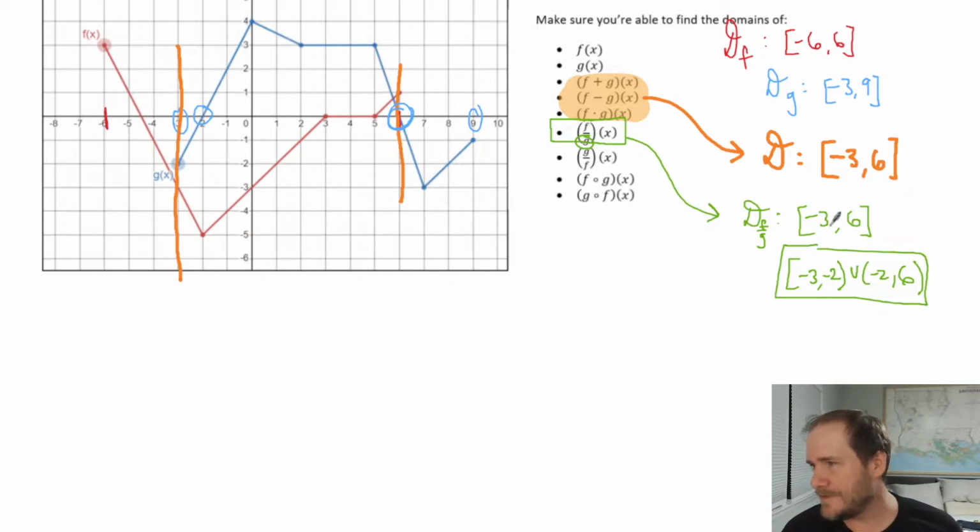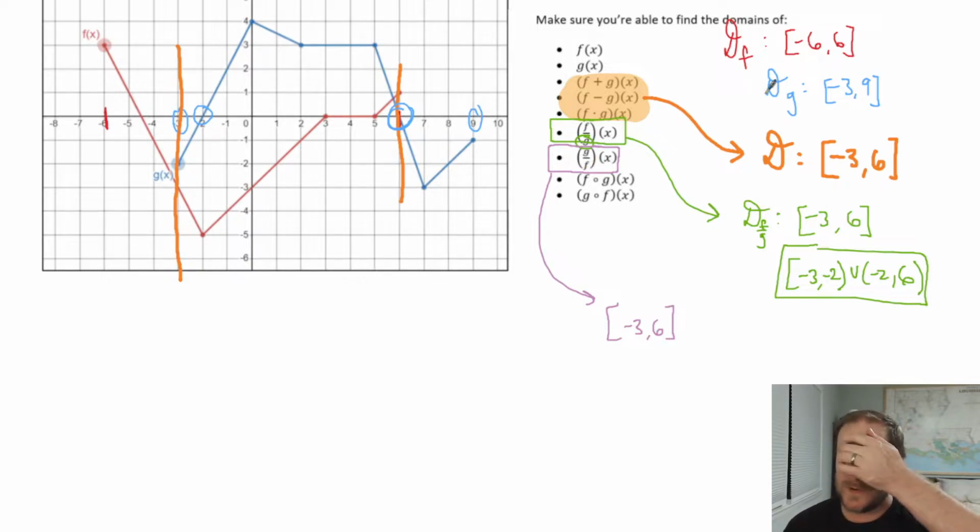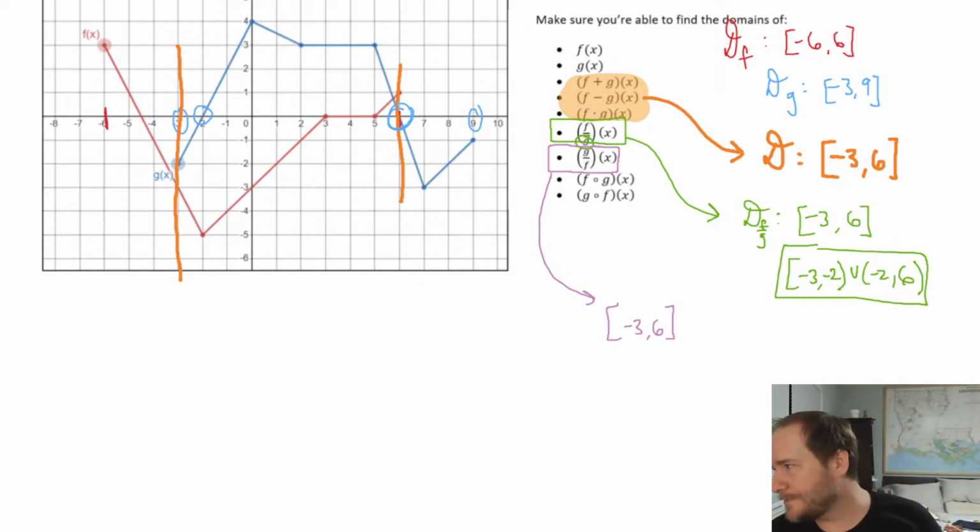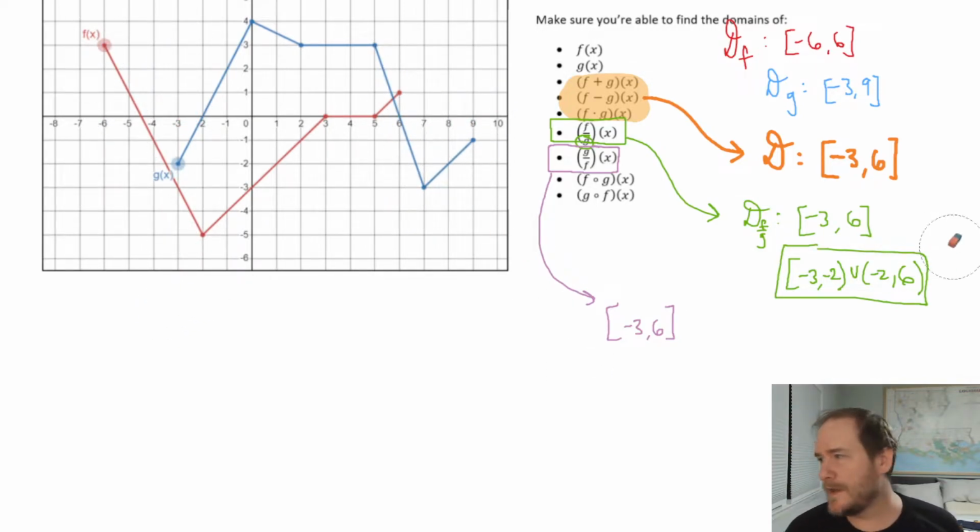Let's do lavender now. And let's do the other quotient function where this time function f is in the denominator. And again, I would take as my starting point the intersection of the two domains, which is -3 to 6. But this time I need to cut away any zeros of my denominator, but my denominator is now function f. And function f is red. So when does the red function equal 0? And this is a little more complicated.